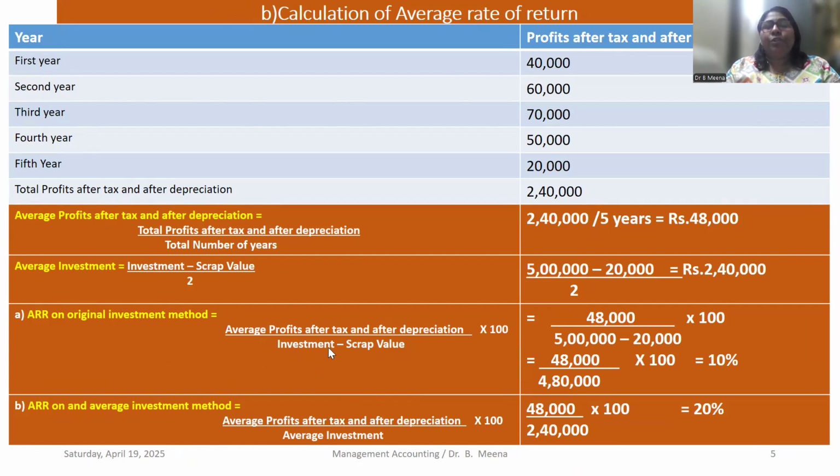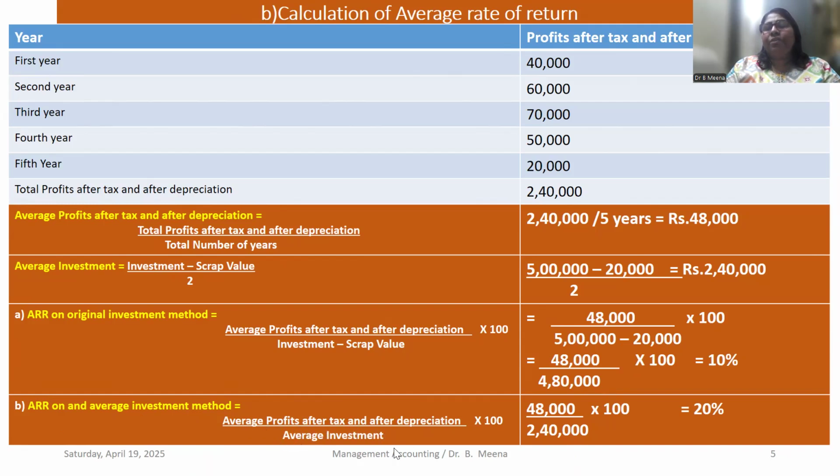First, the original investment method: apply this formula, average profits after tax and after depreciation divided by investment minus scrap value, into 100. So 48,000, which is the average profit, I substituted here, divided by 5 lakhs, which is the investment value, minus scrap value 20,000, into 100. So 48,000 divided by 4 lakh 80,000 into 100, simplify it and we get the ARR under the original investment method as 10%.